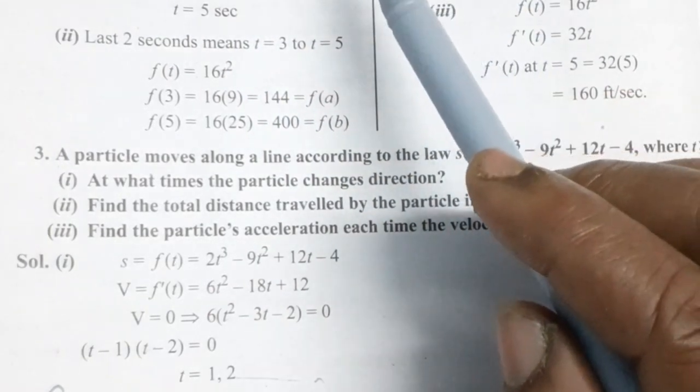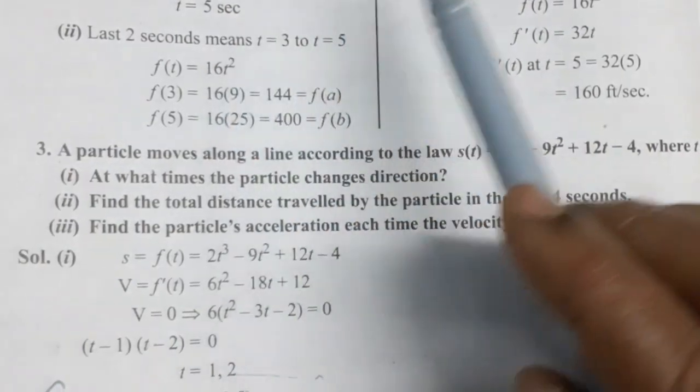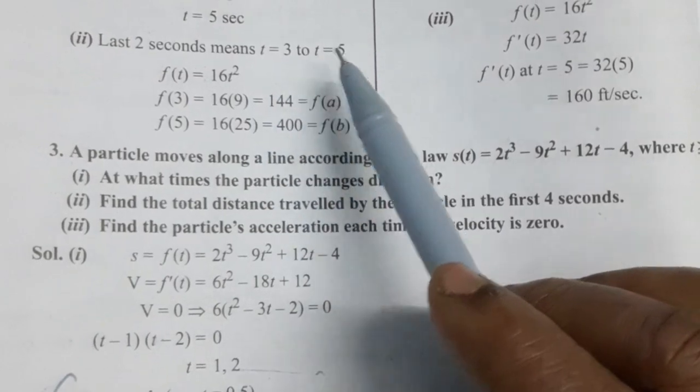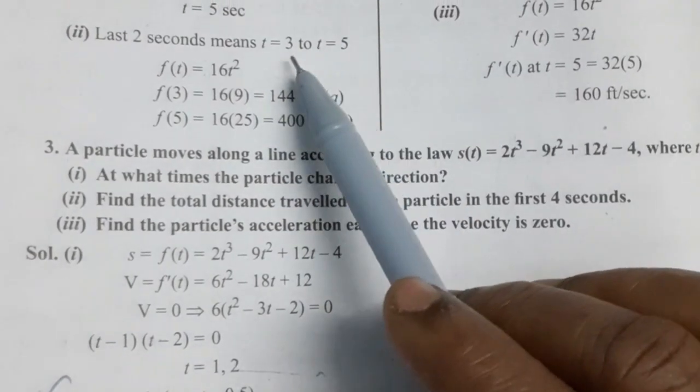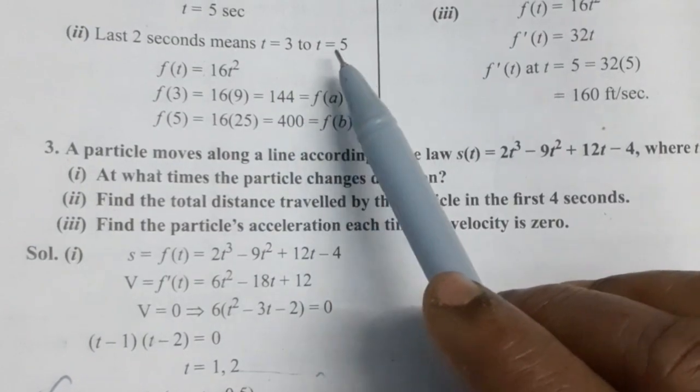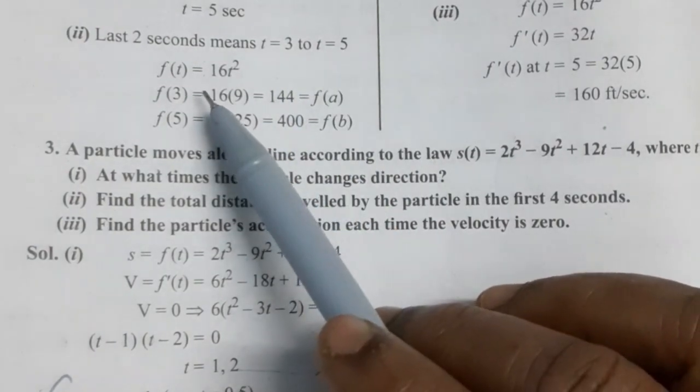The second question asks: what is the average velocity in the last 2 seconds? The last 2 seconds means from t equal to 3 to t equal to 5, because 5 minus 3 is 2. Therefore, last 2 seconds means t equal to 3 and t equal to 5. So first we need to find f of t.